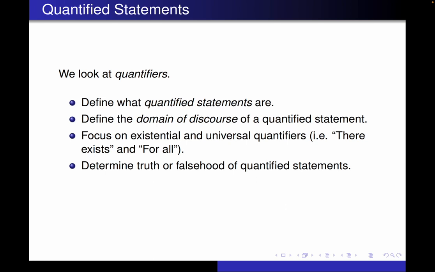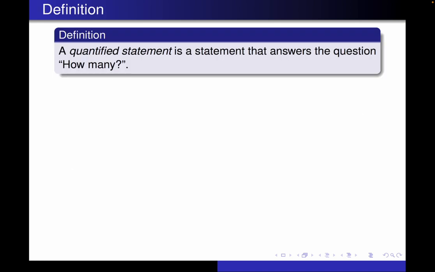We're going to figure out when quantified statements are true and when they're false. And finally, we're going to figure out how to find useful negations of quantified statements. So in order to figure out what a quantified statement is, the most straightforward definition is it is a statement that answers the question how many, or maybe how much, depending on what kind of quantities you're looking at.